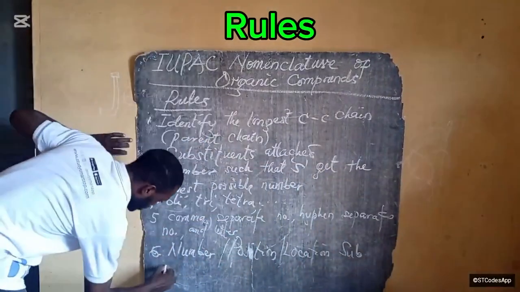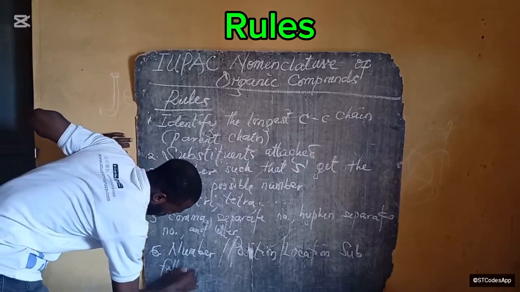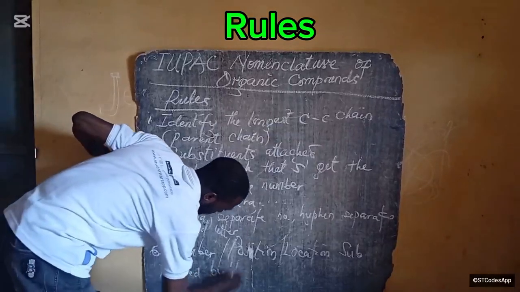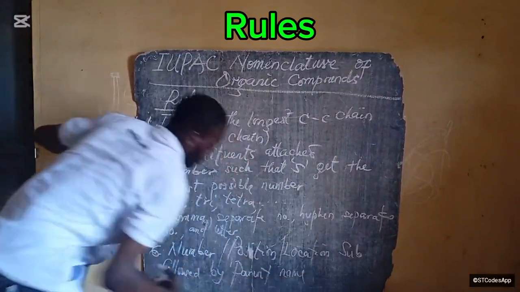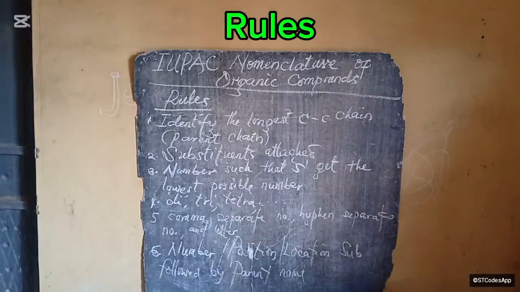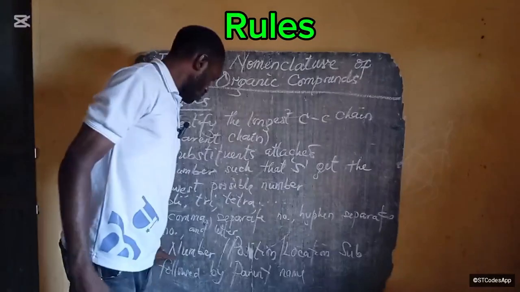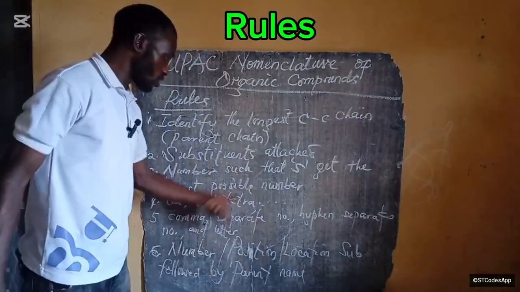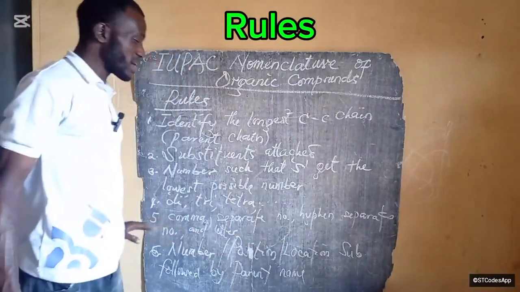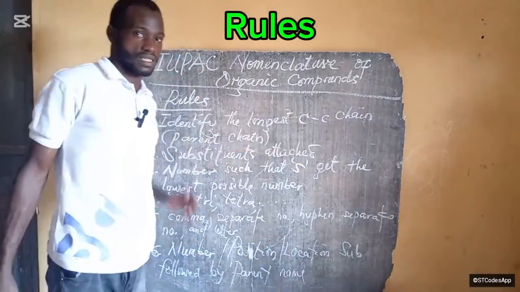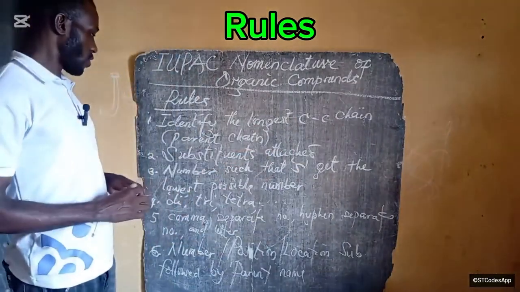The position or location of the substituent comes first, then followed by the parent name. I hope this is shown. So you go number or position of the substituent first, then followed by the parent name. It's the parent name that always comes last. Is that okay? All right.